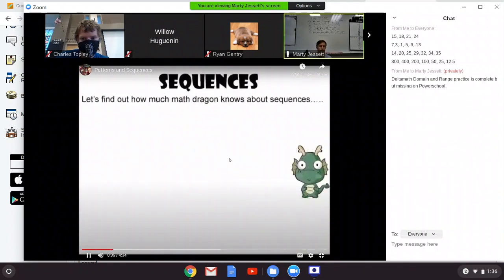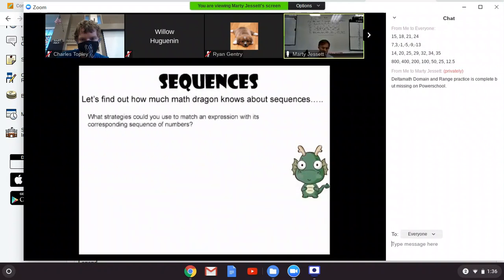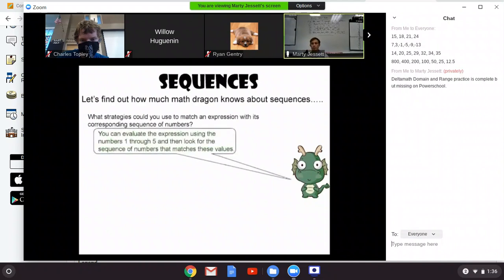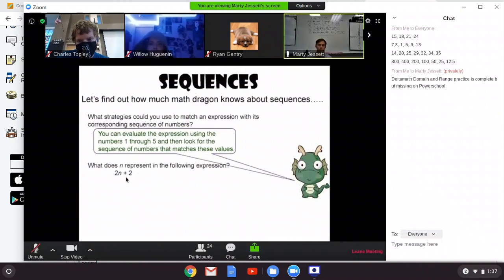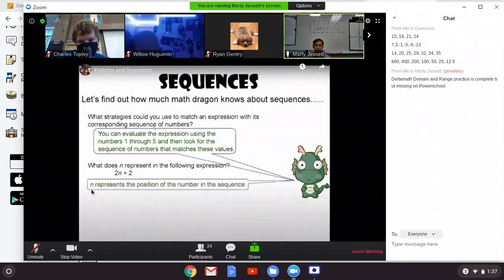Let's find out how much Math Dragon knows about sequences. What strategies could you use to match an expression with its corresponding sequence of numbers? You can evaluate the expression using the numbers 1 through 5, and then look for the sequence of numbers that matches these values. What does n represent in the following expression? 2n plus 2. N represents the position of the number in the sequence.